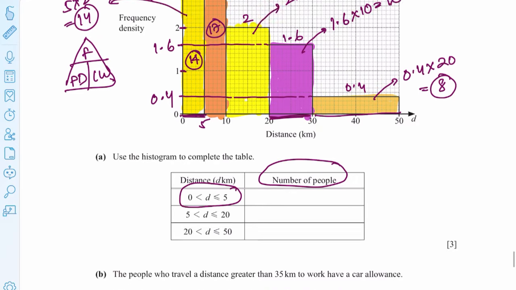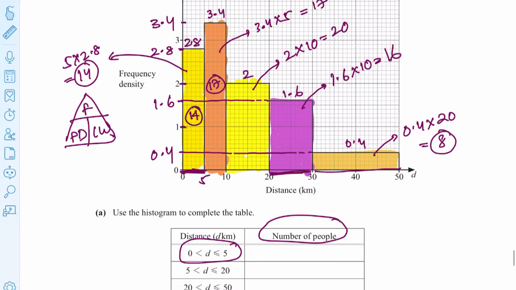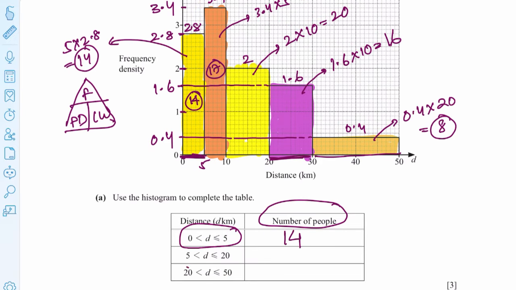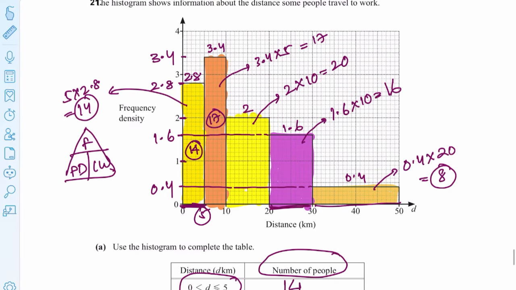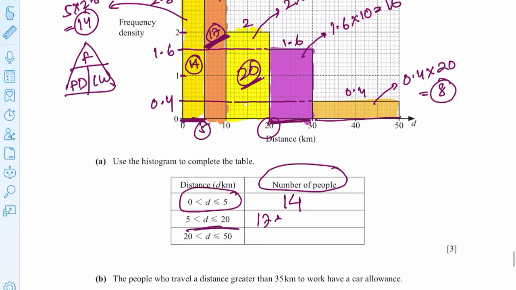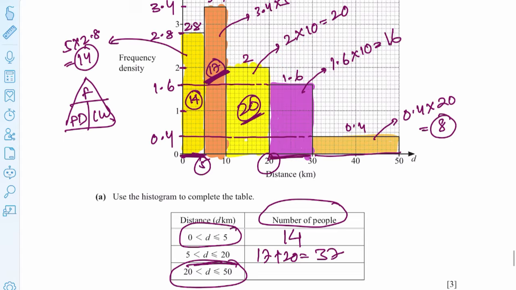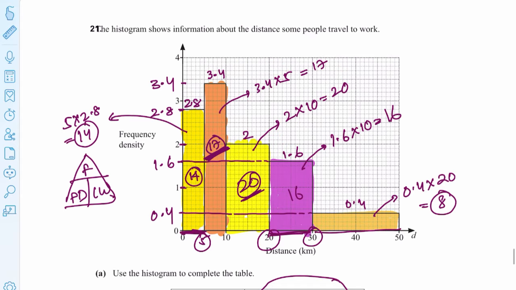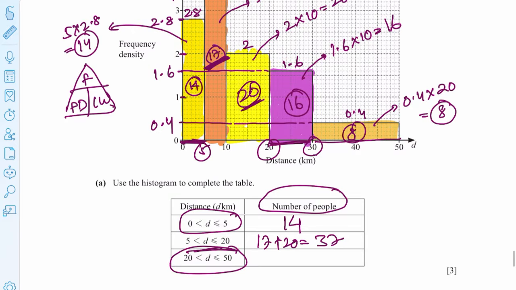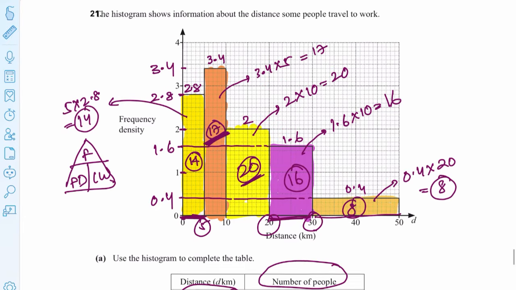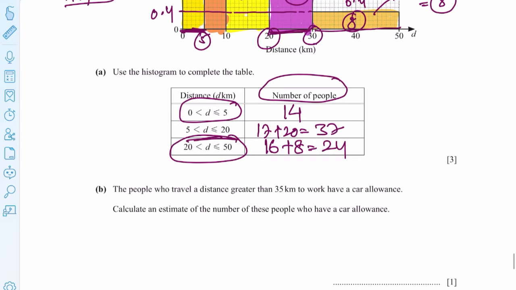0 to 5. So 0 to 5 means this one, we got 14 here. Now 5 to 20. So see, this is 5, this is 20. So two segments we have. This is 17 we got, and this one we got 20 here, right? So we can say 17 plus 20 equals 37. Clear? And 20 to 50. So 20 to 30 we have 16, and 30 to 50 we have 8. So we have to add these two values, 16 plus 8, that equals 24. That is the answer for this question, guys. Check this. Got it? Yes.